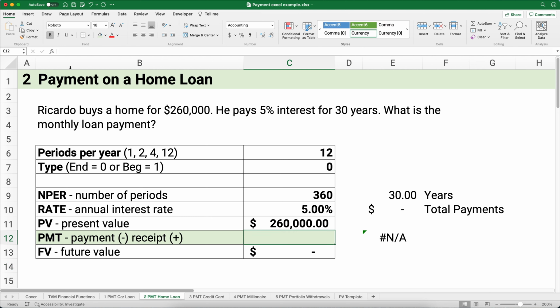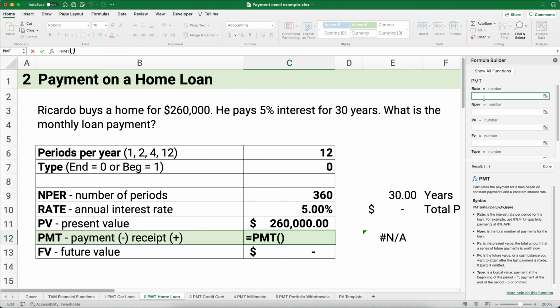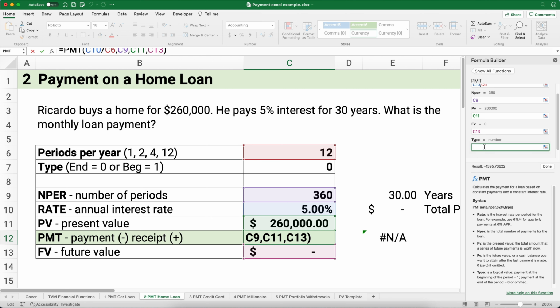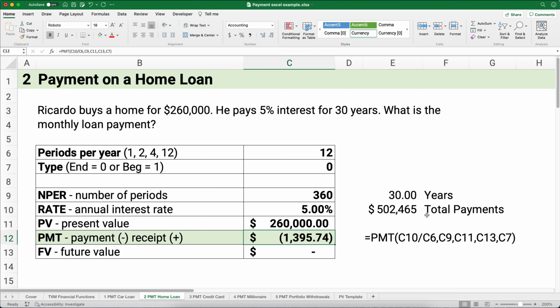So the same formula, you'll see this is the same problem that we had just a minute ago, just change the numbers. The rate is 5% divided by 12. The number of periods is going to be 360. The present value is $260,000. The future value is 0. And the type is going to be 0 because the payments happen at the end of the period. So what's our answer? Well, our answer is $1,395.74. So your payment is approximately $1,400.